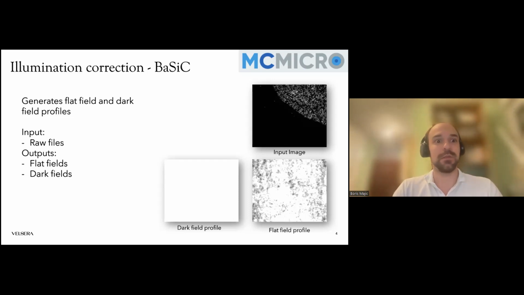So MCMICRO starts with illumination correction, which generates these dark field and flat field profiles. I'm not now trying to give a lecture on cameras. If you're interested, we can talk about this later, or you can contact the authors of MCMICRO. But basically, we can use these profiles to correct for some abnormalities in our final images.